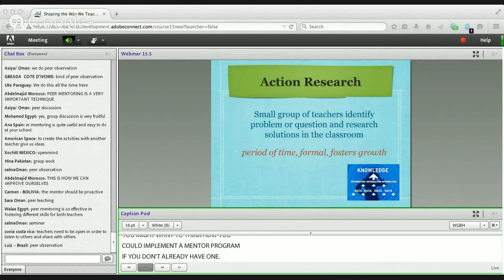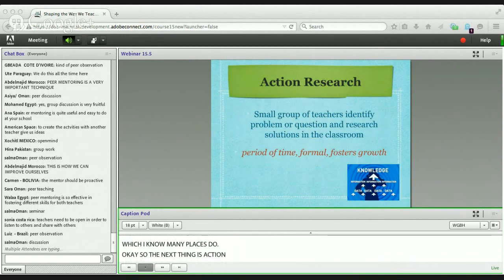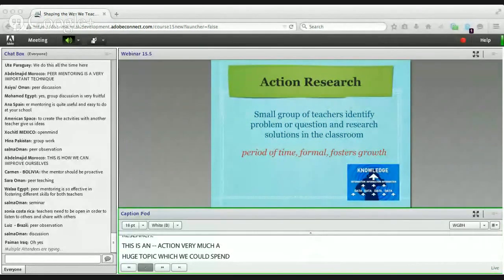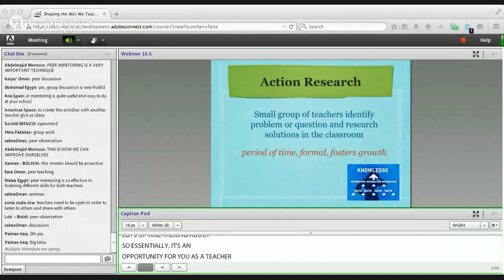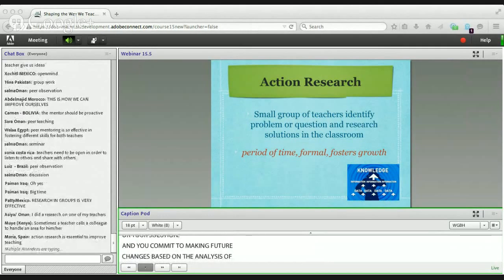Okay, so the next thing is action research. Action research is a huge topic, which we could spend lots of time talking about. So essentially, it's an opportunity for you as a teacher to identify a problem or a question about teaching or some other aspect of your classroom, and develop a plan or solution. Then based on that, you collect data on the success of your plan or your solution, and you commit to making future changes based on the analysis of that data that you collect. And then you might repeat this process.